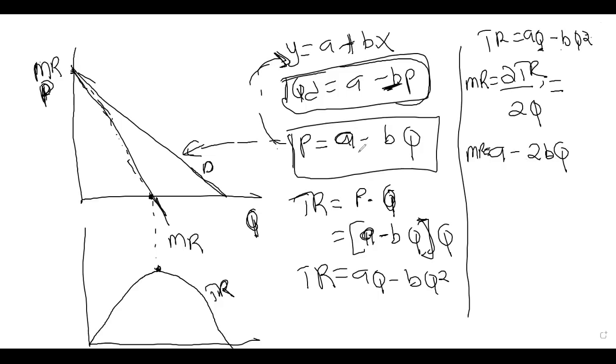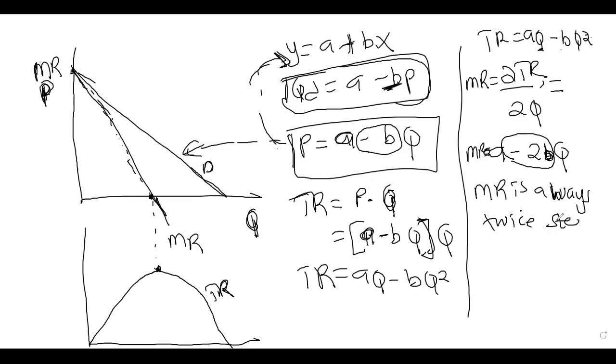Now, the slope of the demand curve is minus B, but the slope of the marginal revenue curve is minus 2B. What it means is that marginal revenue is always twice steeper than demand. Marginal revenue is always twice steeper than demand.